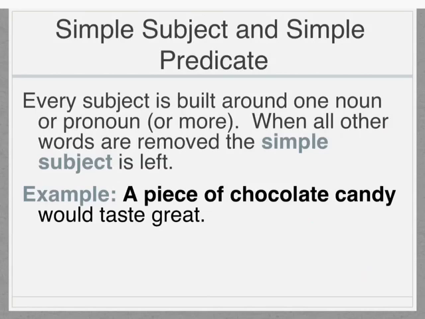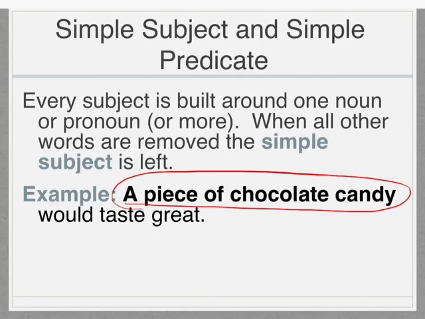So first, every subject is built around one noun or one pronoun or more. When all other words are removed, the simple subject is left. So let's look at an example. A piece of chocolate candy would taste great. So the complete subject is a piece of chocolate candy. Okay, that's the whole subject. But now we want to narrow it down.